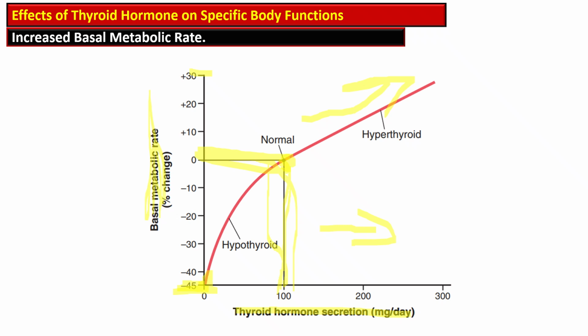So the hypothyroid region, the left side, is low or absent thyroid hormone that sharply reduces the BMR and leads to fatigue, cold intolerance, and weight gain, while the normal region indicates balanced hormone secretion and maintains the normal metabolism. And the hyperthyroid state, the right area, is excess thyroid hormone secretion that increases the BMR and results in heat intolerance, weight loss, and increased heart rate.